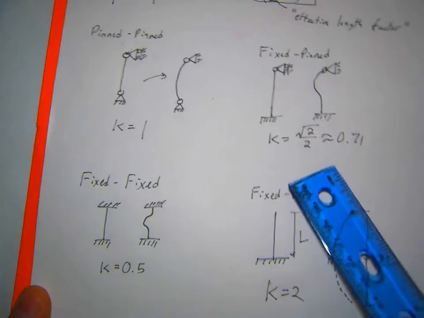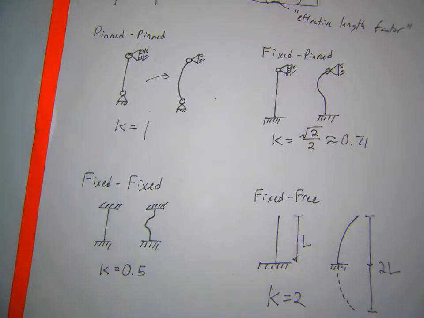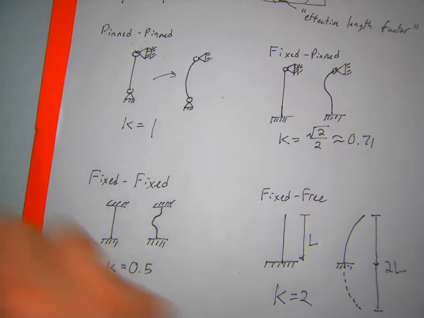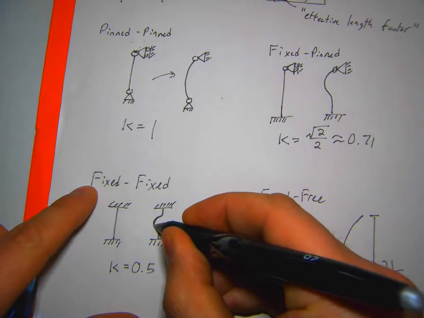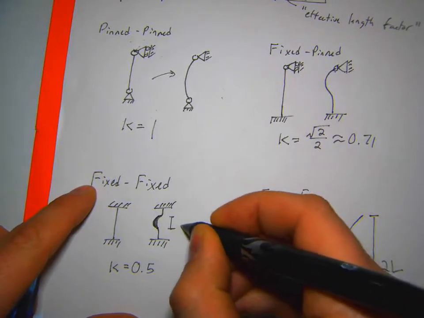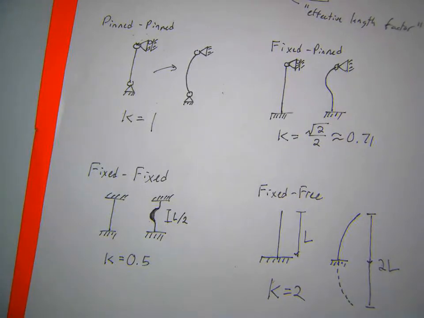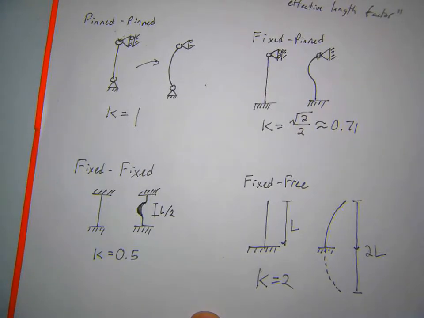It's a little bit harder to visualize when you have a fixed-pinned and a fixed-fixed case. You can kind of see for the fixed, the part that's buckling here in the middle is like our pinned example, so the effective length is L over 2. It's just that middle part that's buckling-ish, but the fixed-free case kind of illustrates it a little bit more clearly.